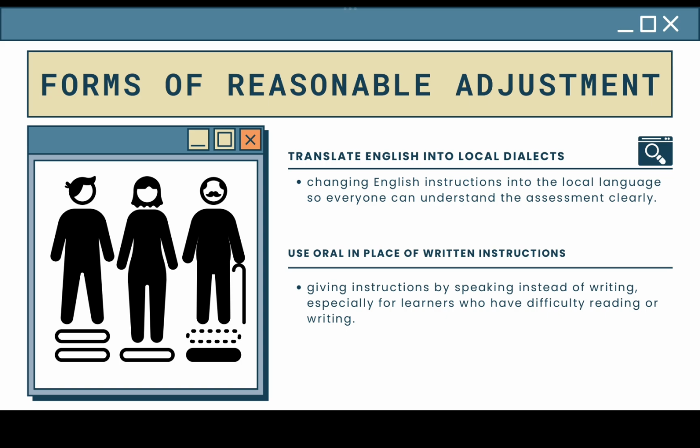Translate English into local dialects. Changing English instruction into the local language so everyone can understand the assessment clearly. So, isa sa mga forms ng reasonable adjustment ay i-translate ang English instruction into local dialect. So, bakit kaya kailangan i-translate ito into local dialect? Para mas lalong maintindihan ng mga learners ang instructions kasi hindi namang English proficiency ang sinusukat dito, kundi yung actual skill nila.